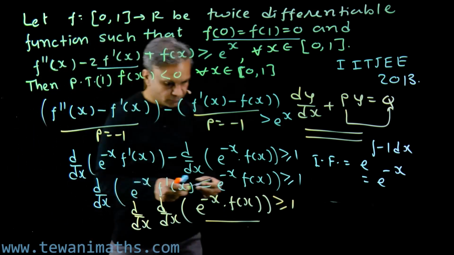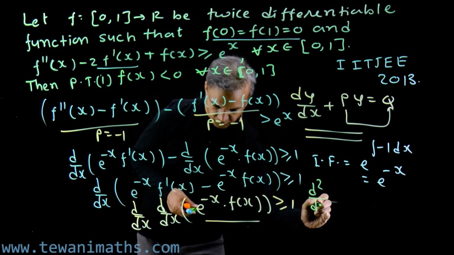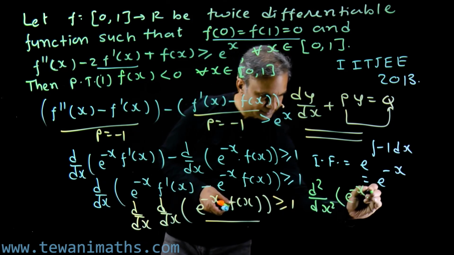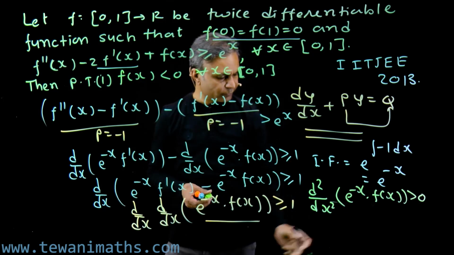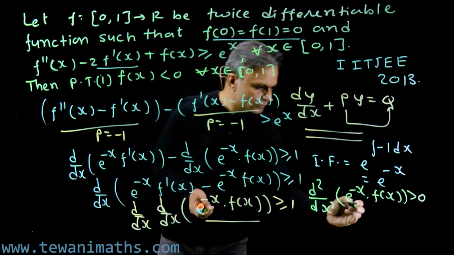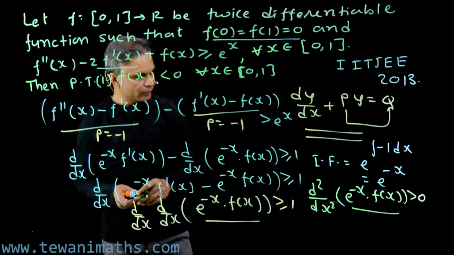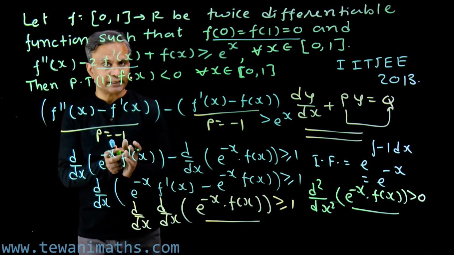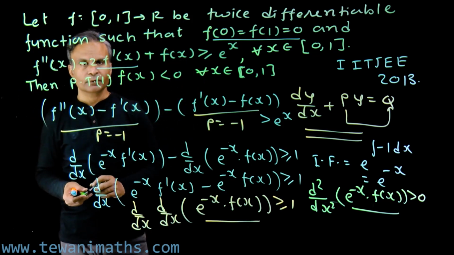We got d square by dx square of e power minus x into fx greater than 0. The double derivative is positive. That means the graph of this function will be concave upward. इसका डबल डेरिवेटिव पॉजिटिव है, इसका मतलब क्या हुआ कि इस फंक्शन का जो ग्राफ है उसकी कॉन्केविटी अपवर्ड होगी. ओके, लेट्स ड्रॉ द ग्राफ.